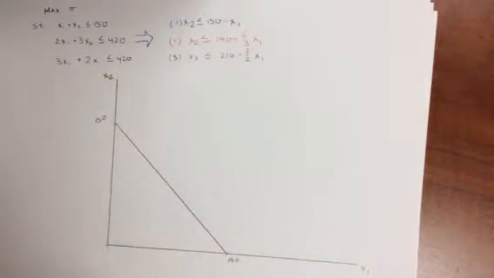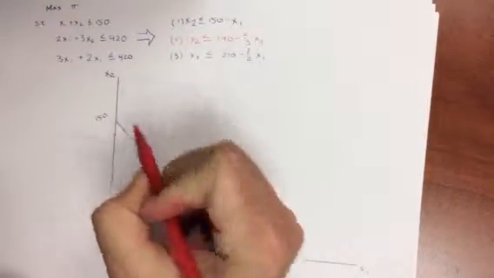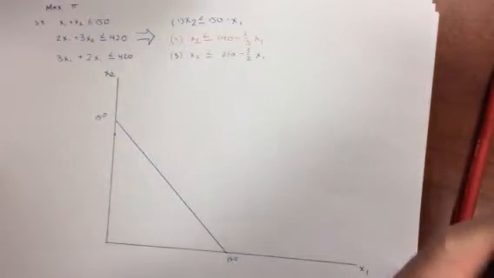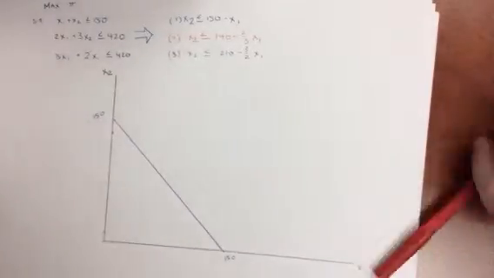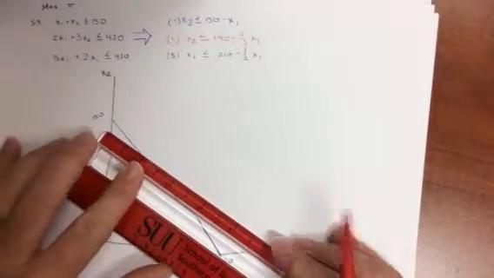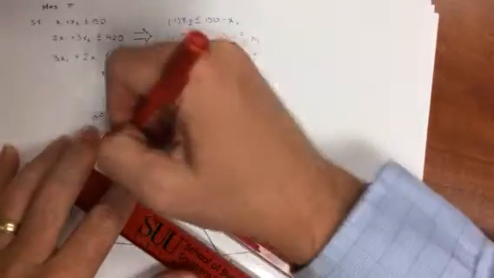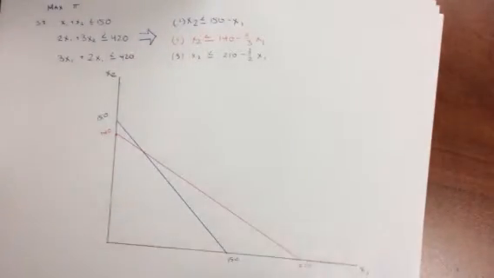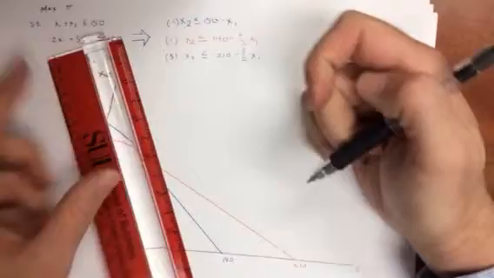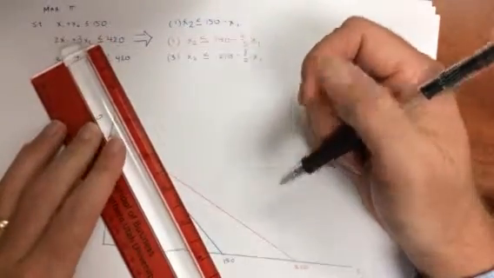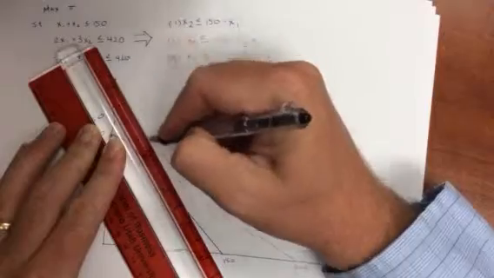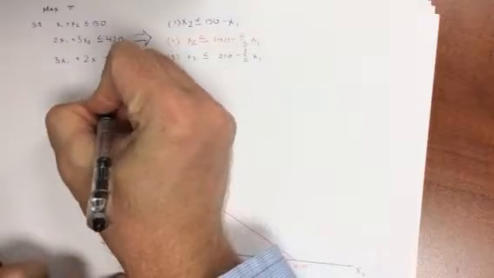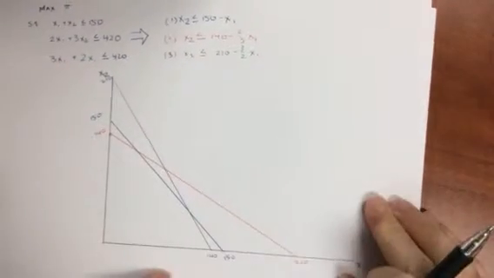The red constraint starts at 140, and now if x2 is 0, we need to solve for that. So 140 times 3 divided by 2 is 210. So it's going to start at 140 and come out to 210. Now our last constraint, our black constraint, is going to start at 210 and come to 140. So now I've graphed all 3 constraints.